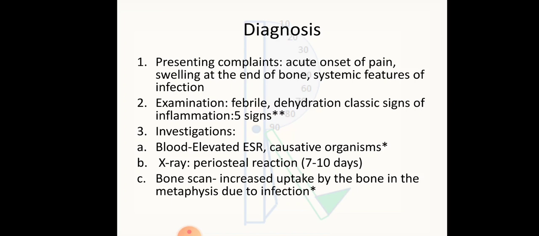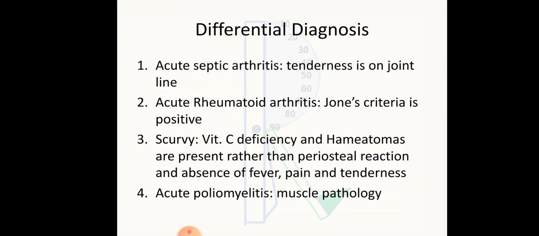Okay, coming to the differential diagnosis. First one, acute septic arthritis. I have been repeatedly telling that in acute osteomyelitis, where is the tenderness and swelling? In the metaphyseal region. Whereas in septic arthritis, it is an infective arthritis only, but the tenderness is located to the joint line. Second one, acute rheumatoid arthritis.